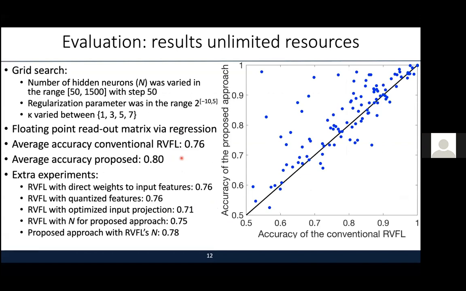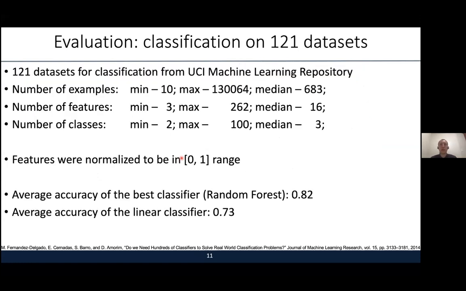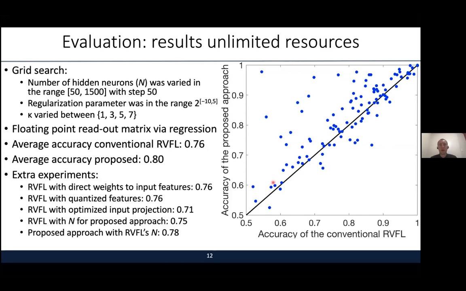Okay, so we have another question from Pierre. Can you say something about the relative sizes of the RVFL and the proposed approach for the same task? I got the question. From the top of my head, I think the proposed approach had about 15% more neurons on average, in the case of unlimited resources. So we've got coarser neurons in a way, since they were now only working in an integer range. But the optimal values after the grid search were slightly larger.